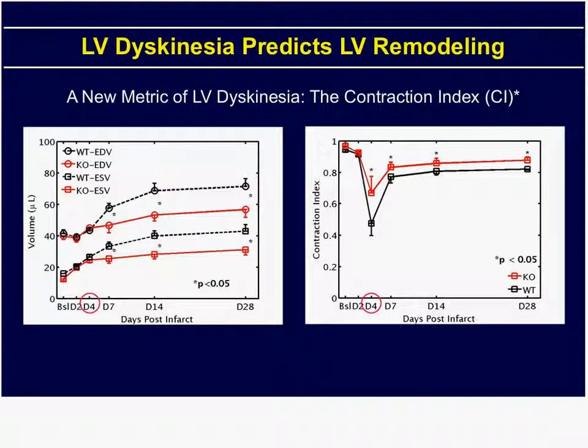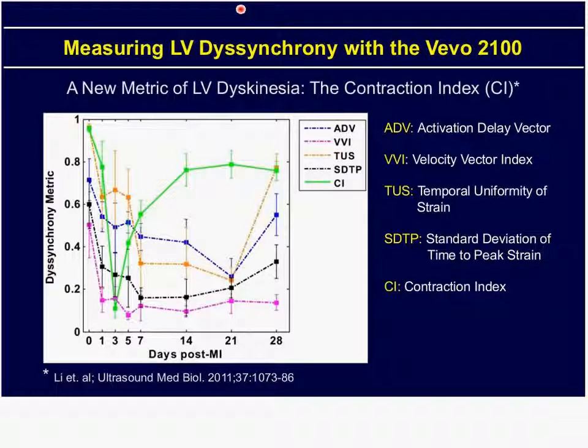I think the first things that we will try to make available are the conventional measures, such as the temporal uniformity of strain and the standard deviation of time to peak strain, so that users of Vivo strain could run these MATLAB programs and get these metrics directly from their data.